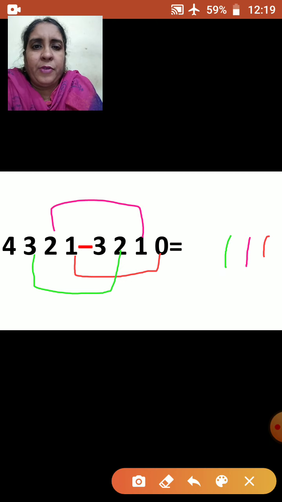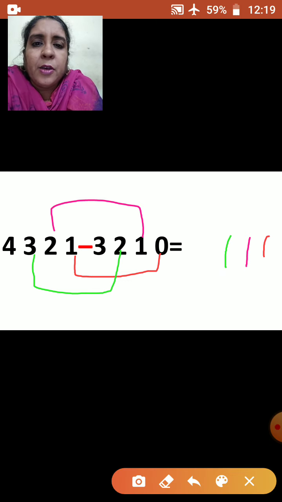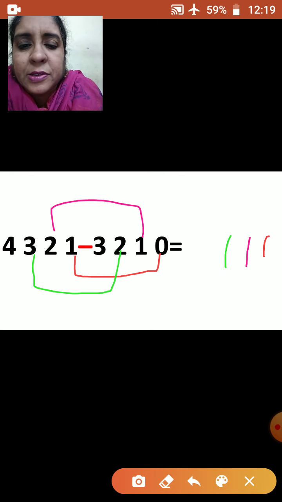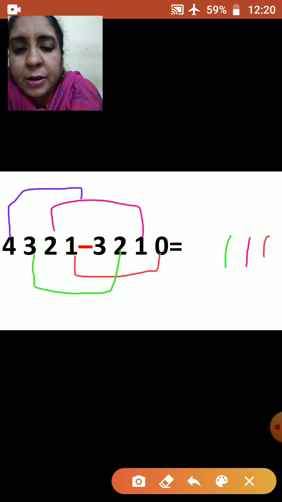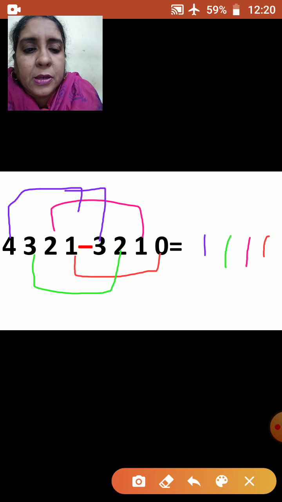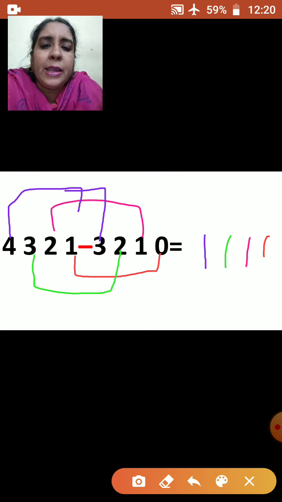Right. Now we will go to thousands place. Now thousands place, what is the number on thousands place? 4 and 3, right? So 4 minus 3, out of 4 you have to minus 3. How much will you get? Yes, you will get 1. 4 minus 3 is how much? 1. So what is your answer? 1111.